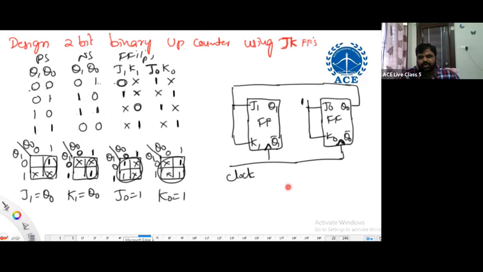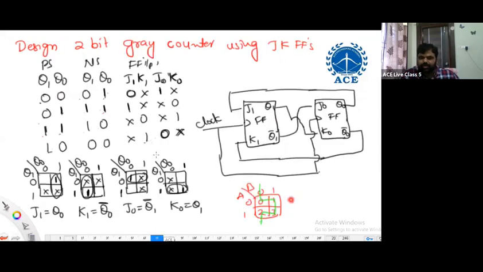By writing 00, 01, 10, 11, go with the formulas we have given. Not a problem. Then also you'll be getting same, right? After 00, next is 01, next is 11, next is 10, again back to 00. Gray sequence.